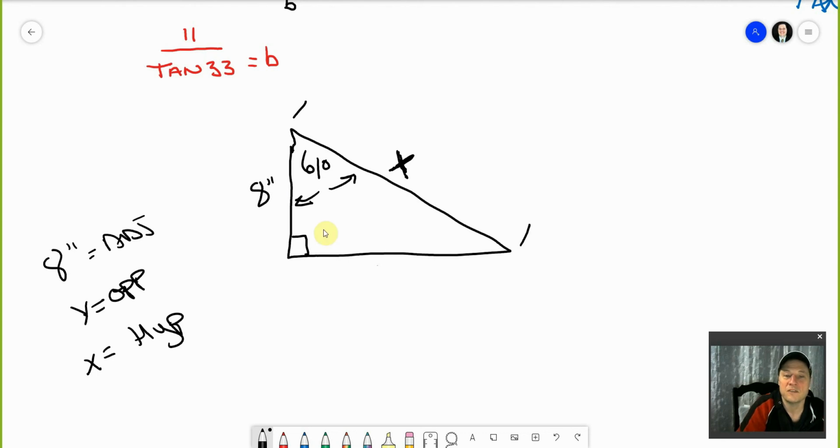So the opposite is over here. We're trying to find the hypotenuse. So we need a trig function that has an H then. You got it. Okay, so SOH CAH TOA.